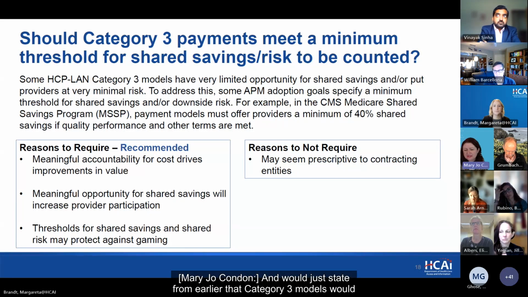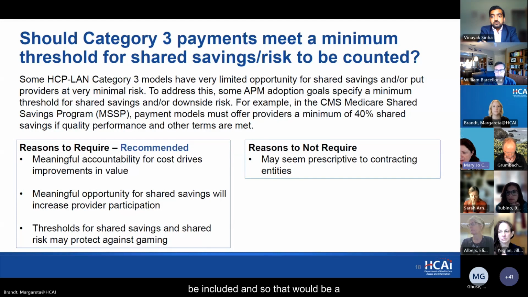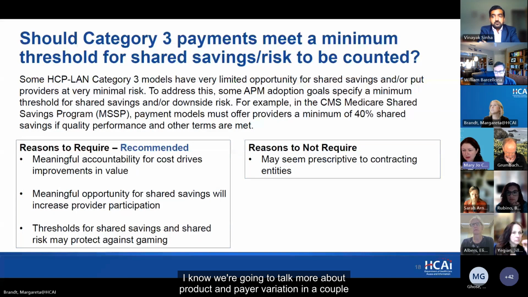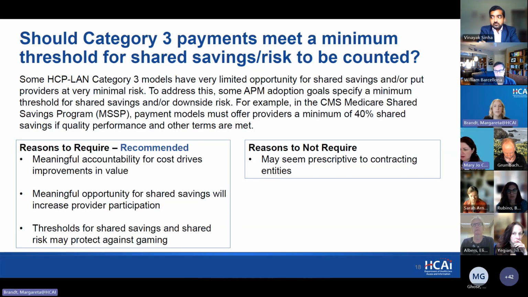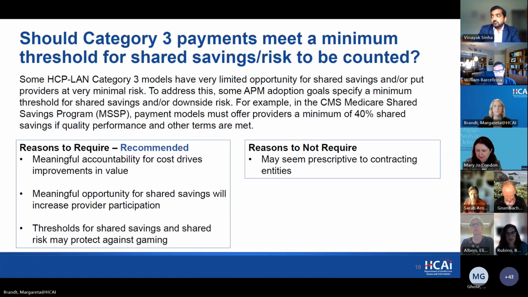Right, and I would just restate from earlier that category 3 models would be included, and so that would be a pathway for those other payer types. I know we're going to talk more about product and payer variation in a couple of minutes. Margaret, it looks like we have a comment from Carrie. Yeah, Carrie, do you want to jump in?